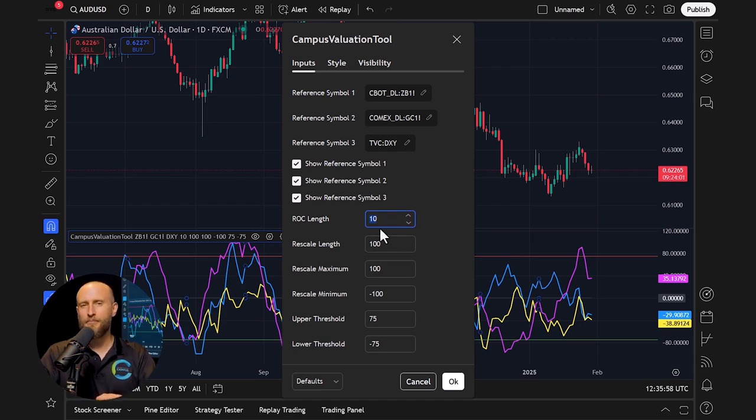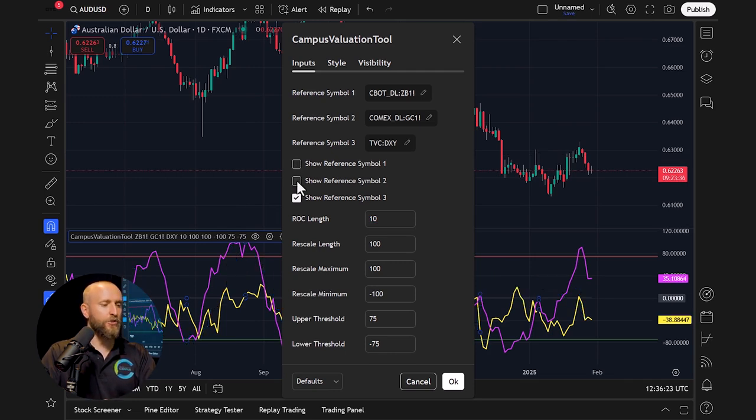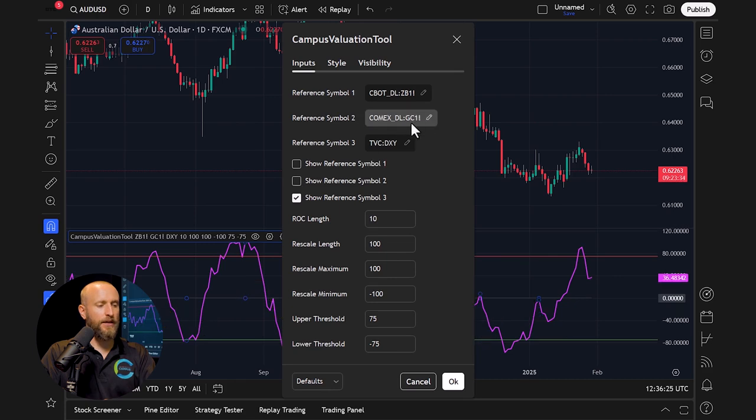So 30 days being 1 month. Now, because we're looking at a currency, we learned already in the lesson that for currencies, it makes most sense to look at the valuation versus the dollar. So let me go ahead and hide the valuation versus gold and the interest rates just to declutter the chart a bit and make it less confusing. So I'm going to uncheck symbol 1, which is the blue line or our interest rates. And I'm going to uncheck symbol 2, which is the valuation versus gold. So that leaves us only with the dollar valuation.